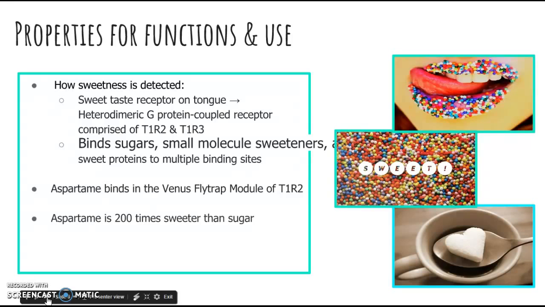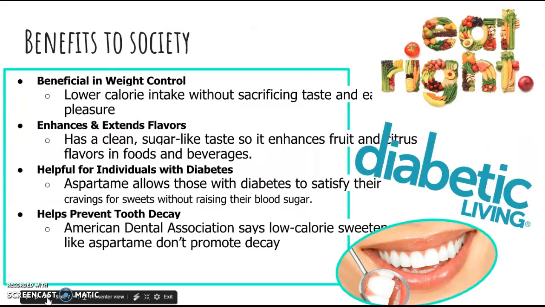Well, like all sweeteners, it is detected through the sweet taste receptors on the tongue. These are the heterodimeric G protein coupled receptors comprised of the taste receptor 2 and taste receptor 3. They bind sugar, small molecules, sweeteners, and sweet proteins to multiple binding sites. Aspartame, you see, binds in the Venus flytrap module of the taste receptor 2. As well, aspartame is 200 times sweeter than sugar, so it's way more potent.